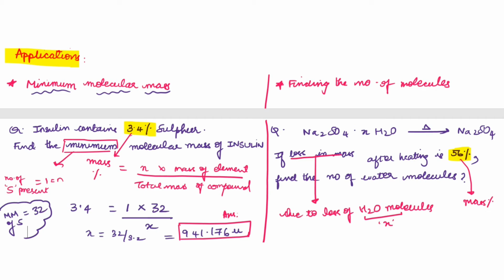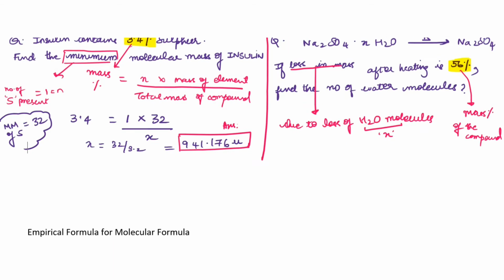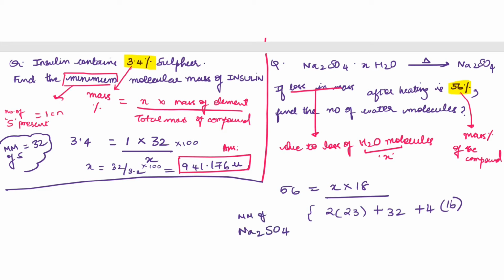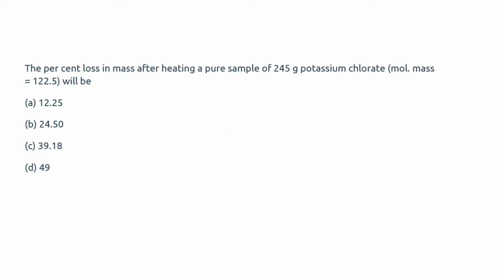So 56 is equal to X into 18, because H2O is 2 times 1 plus 16, which gives us 18. 18 is the molecular mass of water, by 2 into 23 plus 32 plus 4 times 16, that is Na2SO4. That is the mass of the total compound, into 100. So from this equation you can find X, and that will give you the answer. I am not solving it here, you can solve and find out. So shall we solve another question on this application?